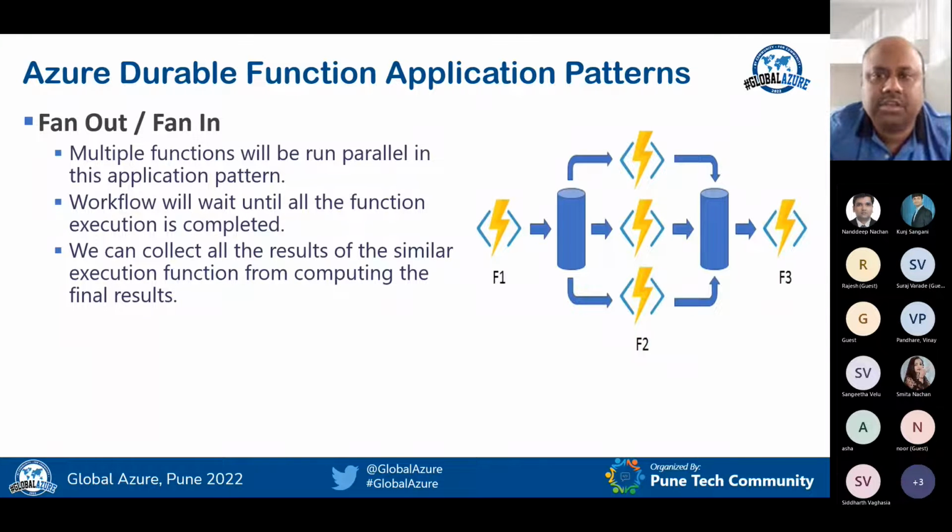In the fan out or fan in process, multiple functions can be used. In this scenario, F1 acts as an entry function, each of these individual functions, like F2, acts as an activity function, and this entire work process is maintained by the orchestrator function.